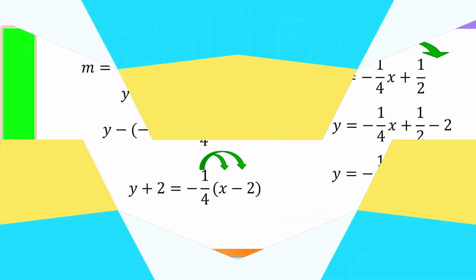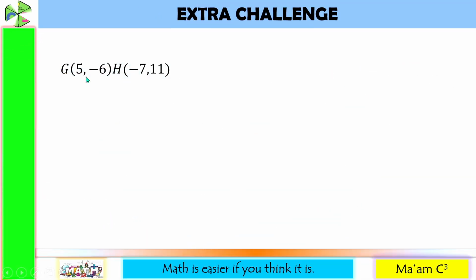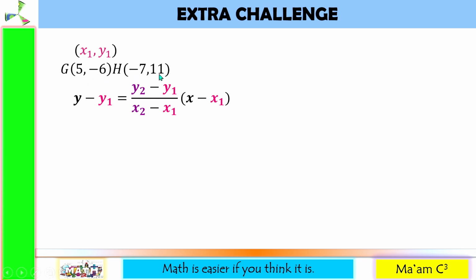Let us do an extra challenge. We are given here 2 points. So the formula that we are going to use is the 2-point form. Let us assign this point as point 1, so x sub 1, y sub 1, while this one is x sub 2, y sub 2. Again, allow me to reiterate that you can interchange your points. You could assign this as x sub 1, y sub 1, and this one as x sub 2, y sub 2. I challenge you to do that and see if we will arrive with the same answer.